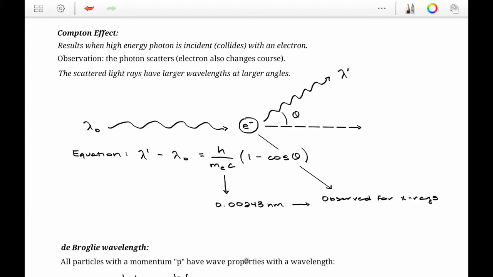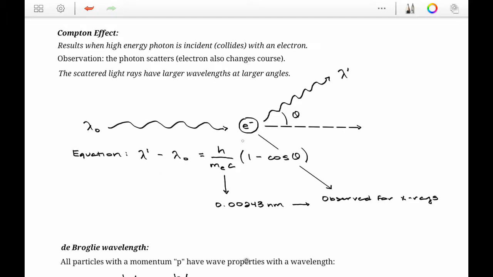The Compton effect is basically the result of a high energy photon colliding with an electron. What we have here in this diagram is a photon with an initial wavelength, and once it interacts with this electron, the electron is going to recoil as the photon is scattered away, and the electron recoils basically because of the law of conservation of momentum. What's important to note here for the Compton effect is that the larger the angle that the photon has scattered, the larger the wavelength shift of this photon.